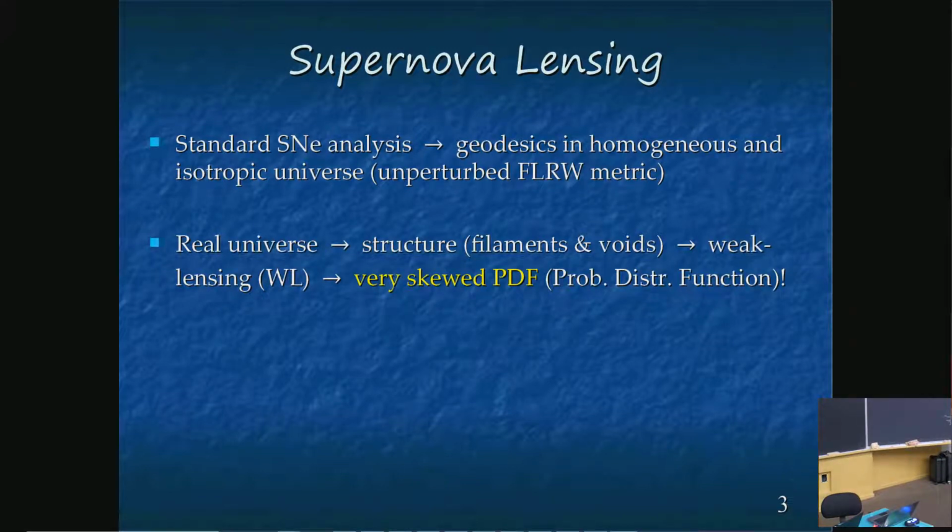And the lensing effect introduces a skewness to your distribution. Your supernovae scatter will no longer be Gaussian if you have lensing. That's the main point, the crucial point. There will be effects that look non-Gaussian in your distribution.